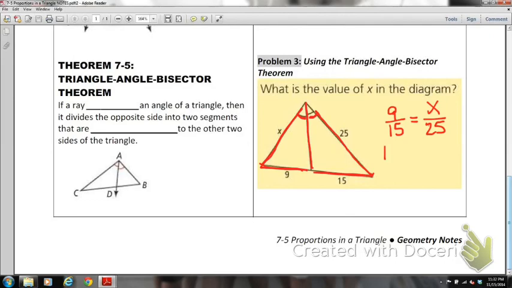So now you cross multiply. 15x is 225. Divide both sides by 15, and x is equal to 15.